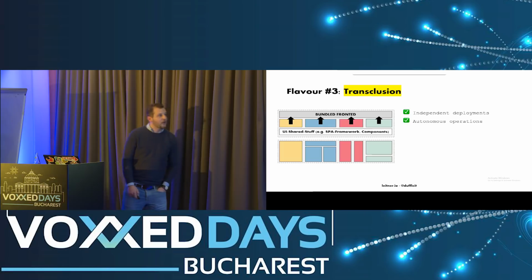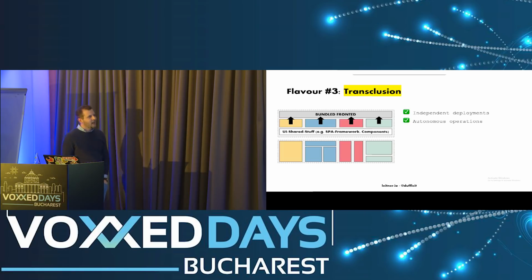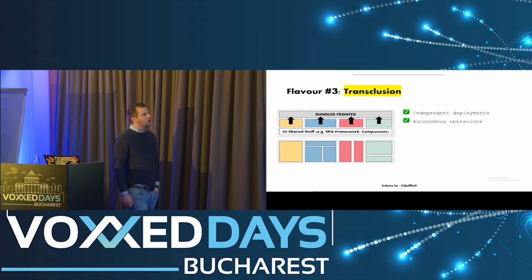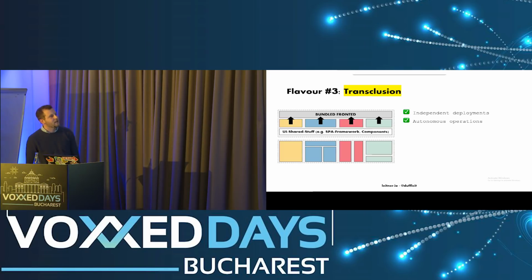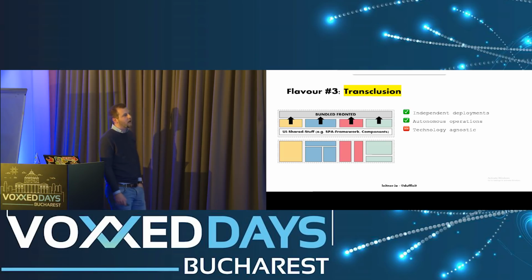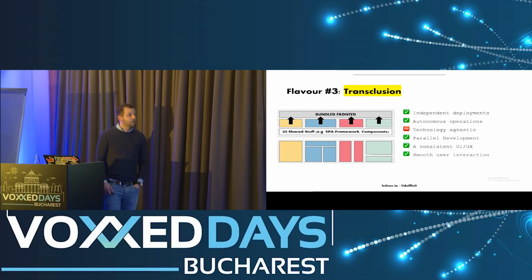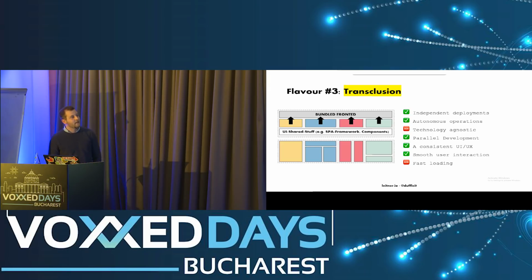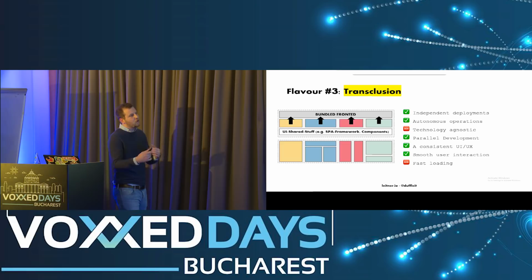We have autonomous operations. I mean, that's a tricky one, but actually we could have it because we could do the transclusion in a way that we have some kind of fallbacks if services are not available. We are not technology agnostic, sorry, because we still have the thing that we say, okay, we have one framework defined. We support parallel development. We have a consistent UI and UX. We have smooth user interaction, and we don't have fast loading if we don't do some tricks here, right? So we somehow improved it, but we still have a couple of issues, right?